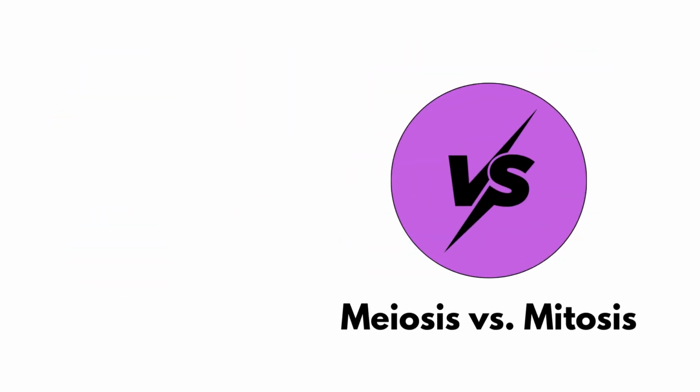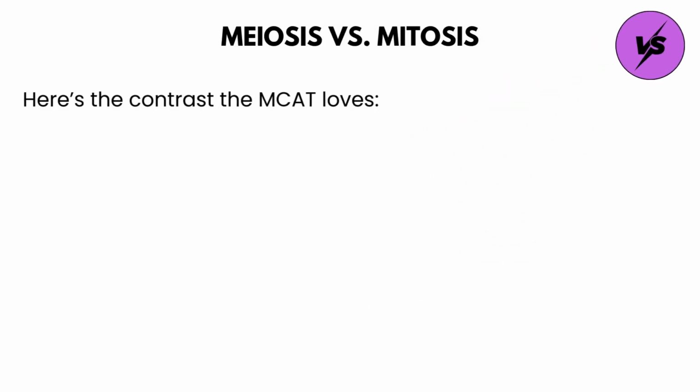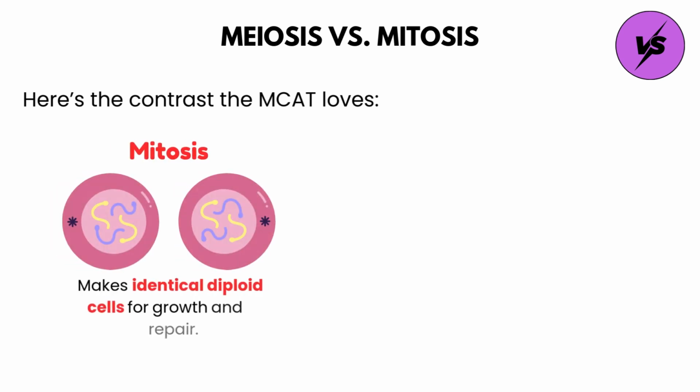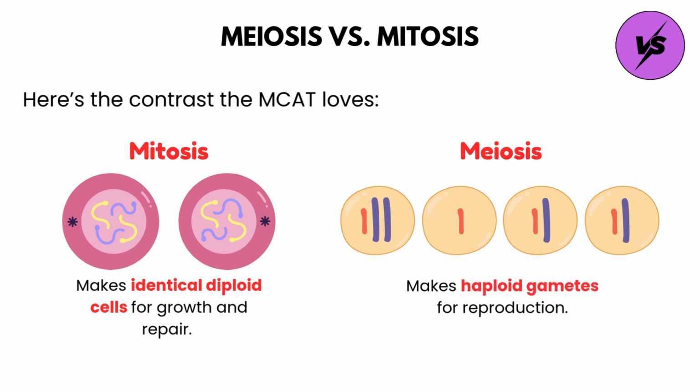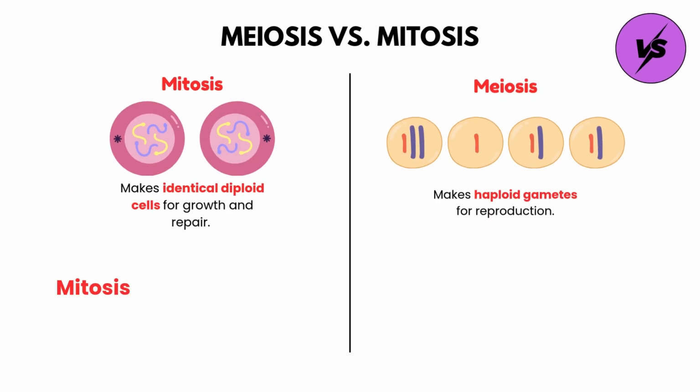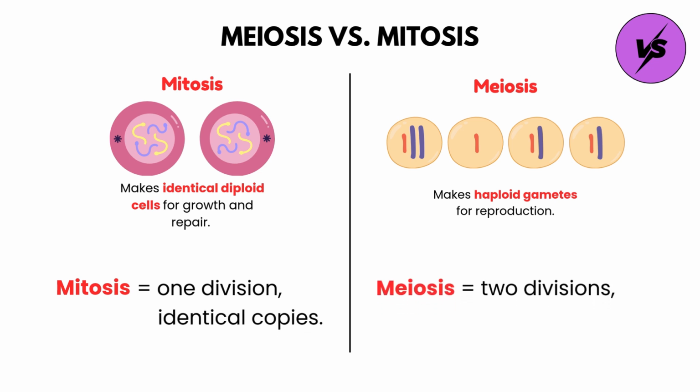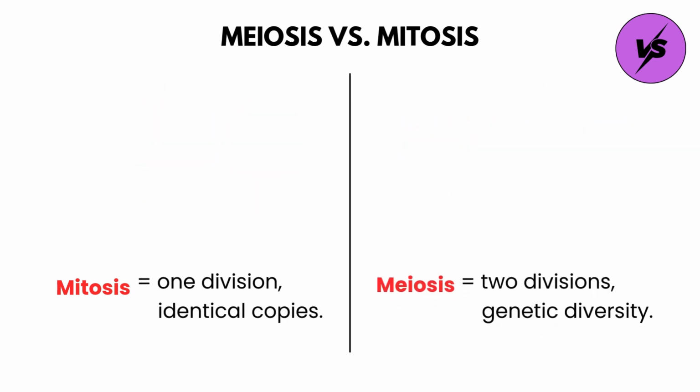Meiosis versus mitosis. Here's the contrast the MCAT loves. Mitosis makes identical diploid cells for growth and repair. Meiosis makes haploid gametes for reproduction. Mitosis equals 1 division, identical copies. Meiosis equals 2 divisions, genetic diversity.